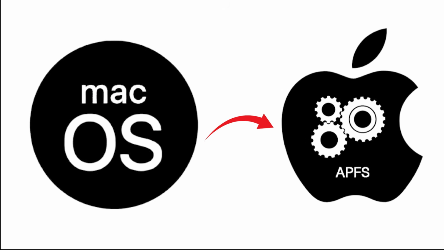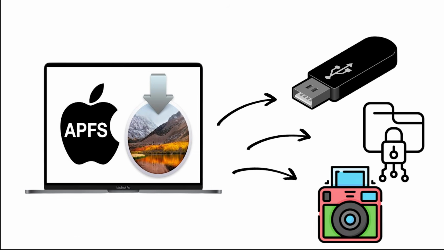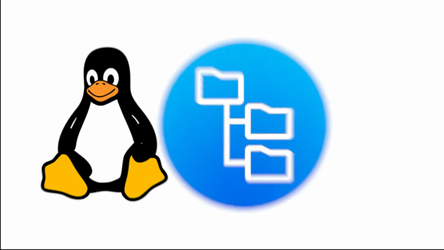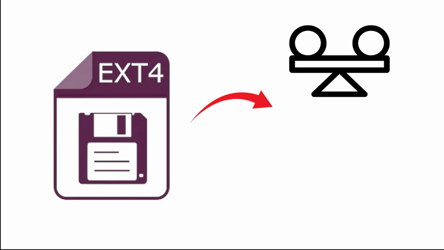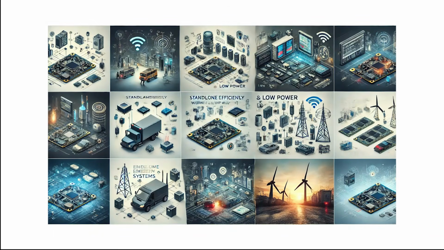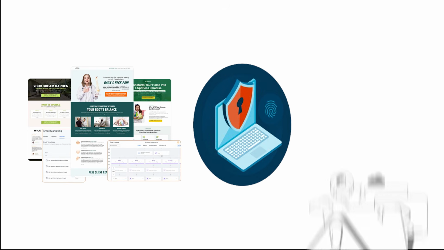On macOS, the current file system is APFS, Apple File System. It replaced HFS Plus in 2017. APFS is optimized for flash storage and supports native encryption, snapshots, and space sharing between volumes. On Linux, the most common file system is ext4, Fourth Extended File System. It's stable, well-tested, and handles everything from tiny embedded devices to massive servers. Linux also supports BTRFS, which adds features like snapshots and built-in checksumming to detect data corruption.